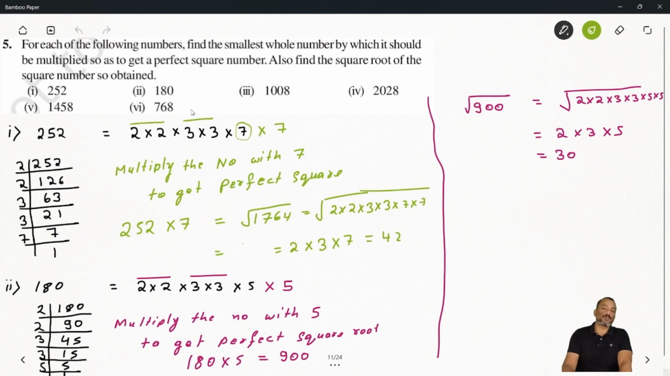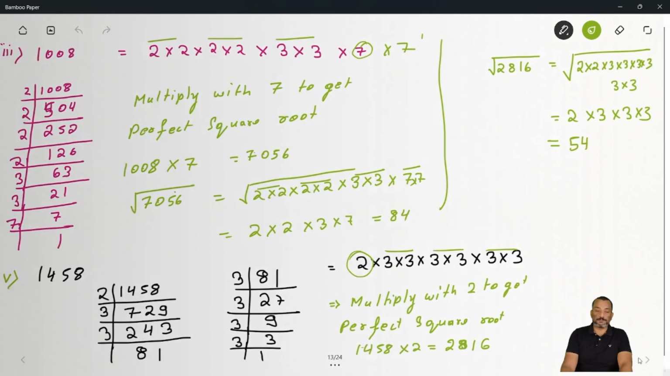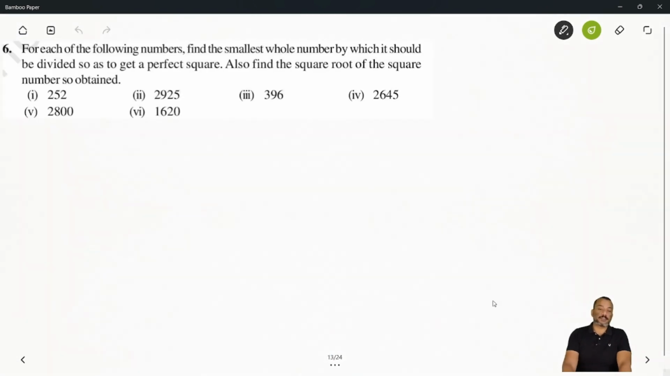In the same way, you can do the prime factorization and multiply the unpaired factor to get a perfect square root. Hope it's clear. Now coming to the next question. It says: for each of the following numbers, find the smallest whole number by which it should be divided to get a perfect square, and also find the square root of the number.